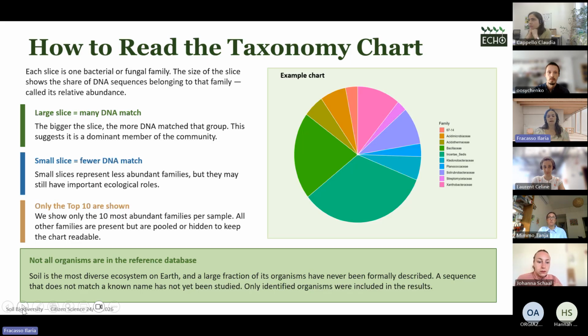So if the slice is big, it doesn't mean directly that the role of the organisms in soil is more important. And when we produced this list of organisms, we tried to give each organism a specific role, and we were able to establish the potential functionality of these organisms in your soil. Why am I talking about potential functionality and not real functionality? Because, as I said before, with the DNA, we can find both living and dead organisms.